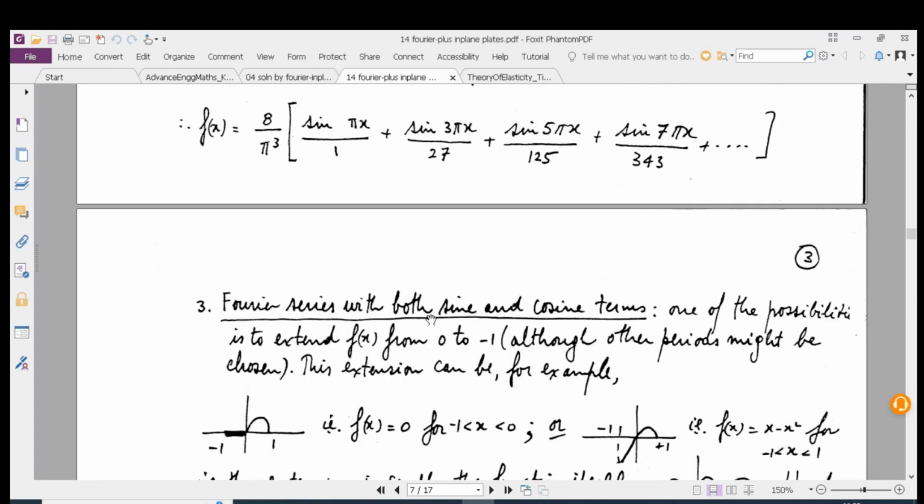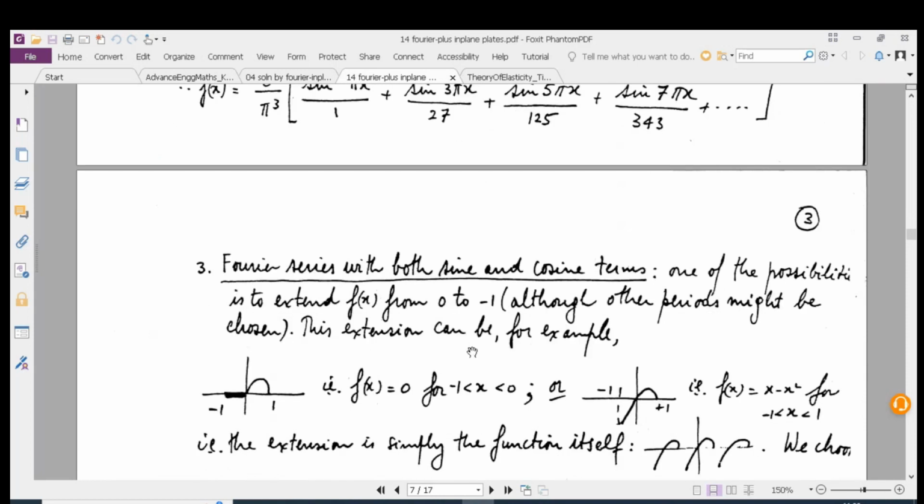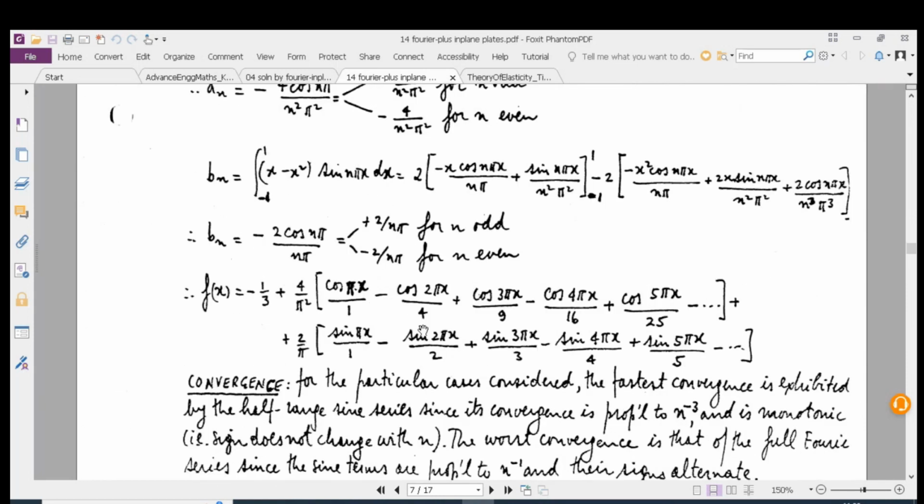Similarly, in the third case, we are asked to find both sine and cosine terms, and we get f of x equal to minus 1 by 3 plus 4 by pi square, big bracket, cos pi x over 1 minus cos 2 pi x over 4 plus cos 3 pi x over 9 minus cos 4 pi x over 16 plus so on and so forth, and plus 2 by pi, big bracket, sine pi x over 1 minus sine 2 pi x over 2 plus sine 3 pi x over 3 minus sine 4 pi x over 4 and so on and so forth.